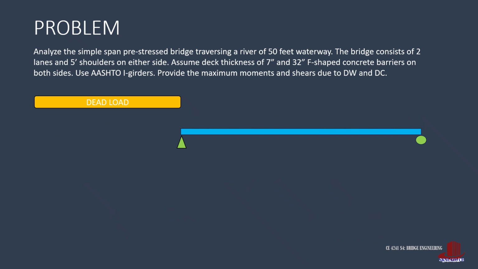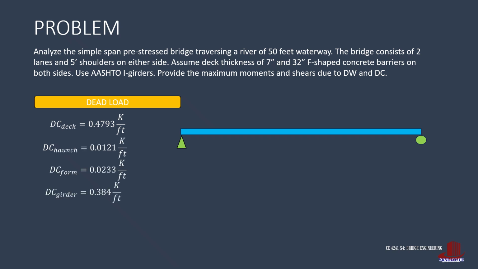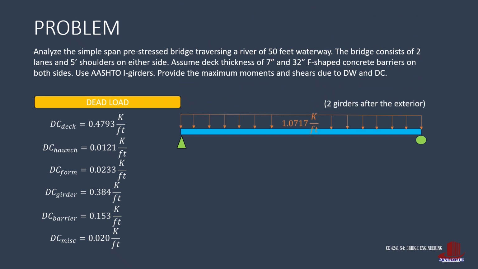Solving for shear and moment due to DC, we take the summation of all the dead loads of the components. Those are coming from the deck, hunch, stay-in-place forms, girder, the barriers. Also add DC for miscellaneous materials such as utilities and bridge railings. This is taken as 0.020 kip per foot. The total DC is 1.0717 kips per foot for the two interior girders after the exterior end.